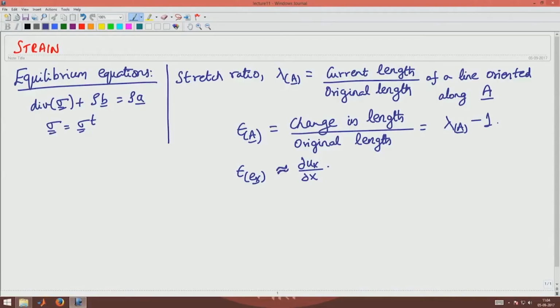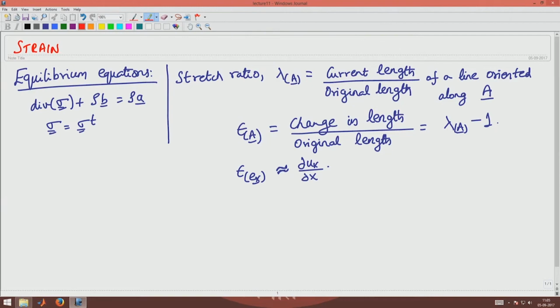In particular, we saw the definition of a stretch ratio. We define the stretch ratio as the current length by its original length for a line element oriented along a direction A. Similarly, we define the linearized strain or the engineering strain as change in length by original length, which was lambda A minus 1, and we showed that if the line element is oriented along the x direction, then the linearized strain along that direction would be dou u x by dou x, where u of x is the displacement component along the x direction.